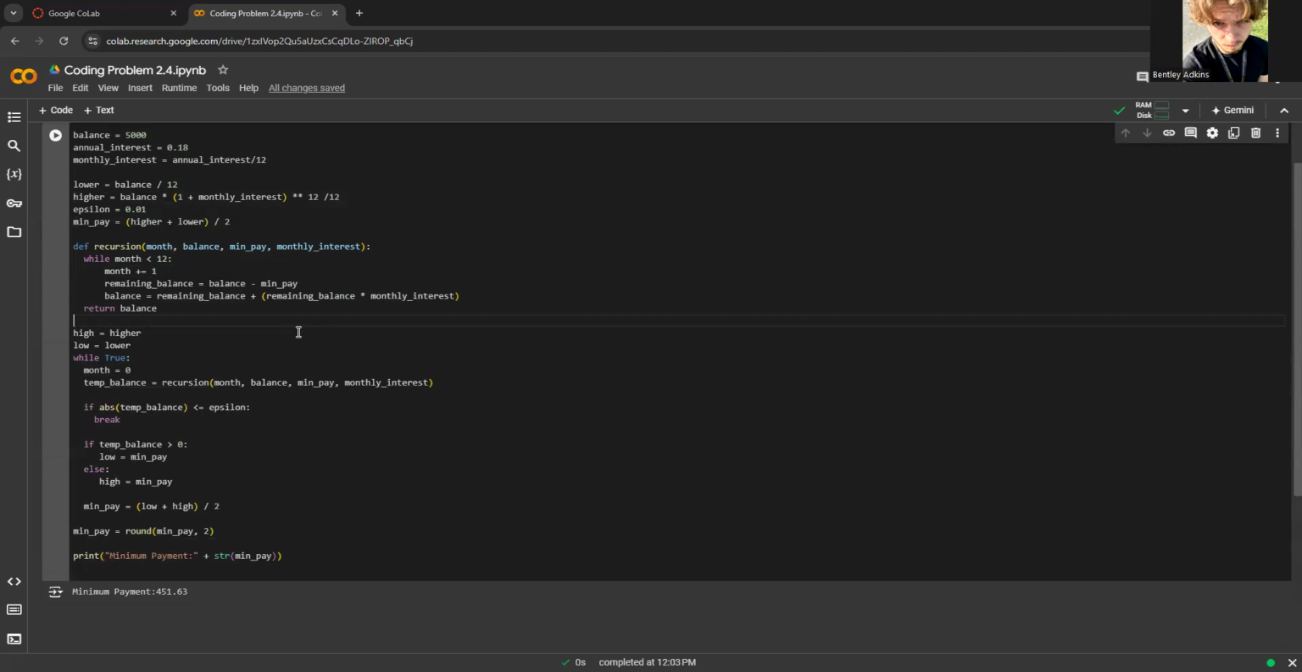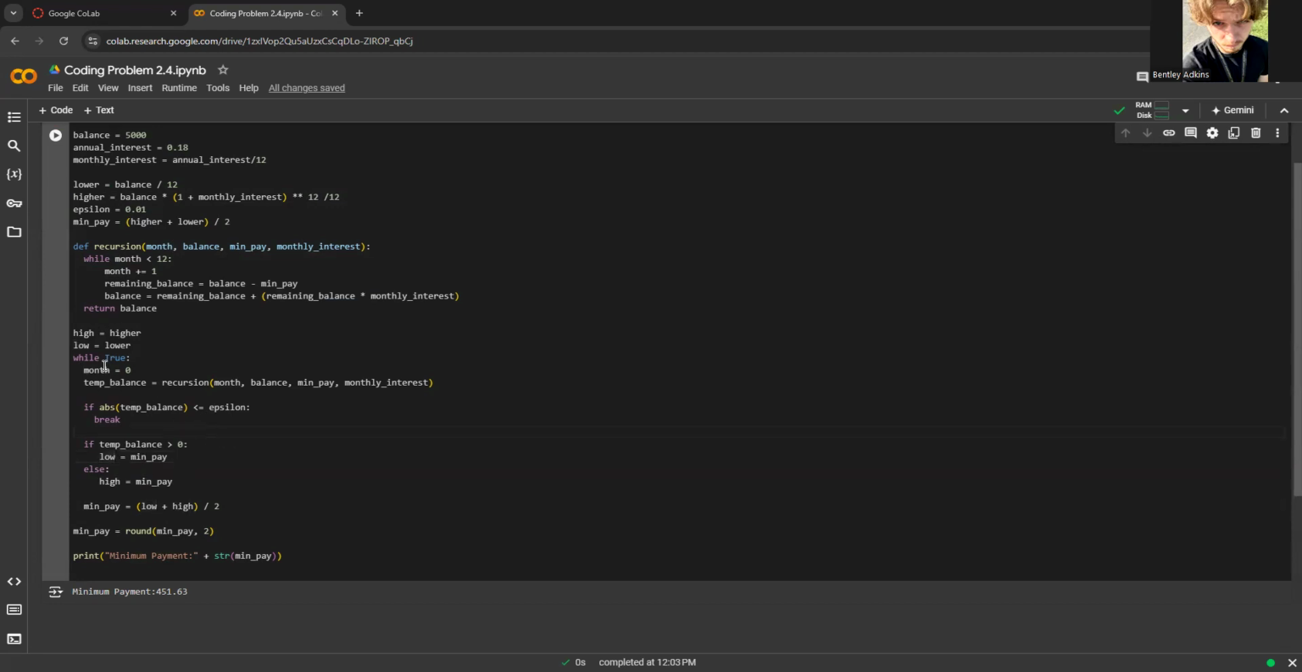it's going to equal the balance minus what our minimum payment was, which is the higher and the lower divided by 2. The balance is going to equal the remaining balance plus the remaining balance times the monthly interest. So it's just adding that interest and multiplying it into that remaining balance, and it's going to return the balance. We changed this, which you could have honestly left. This is lower, this is higher, and you would have gotten the same results, but it helps with minimizing.